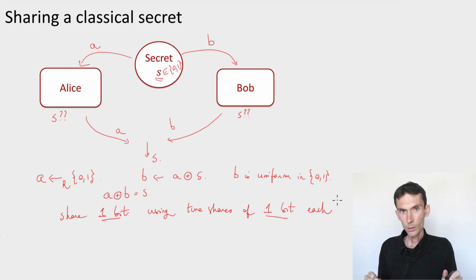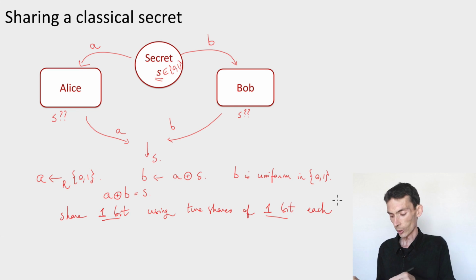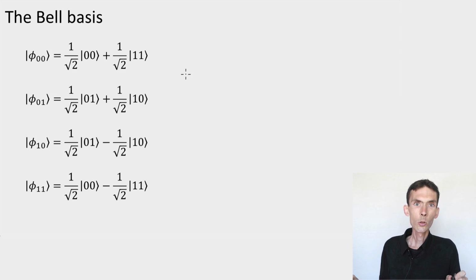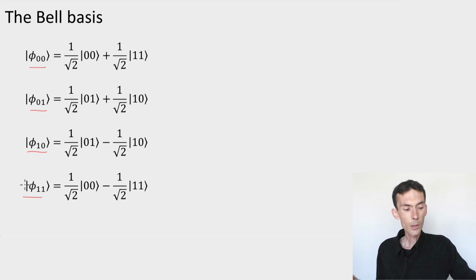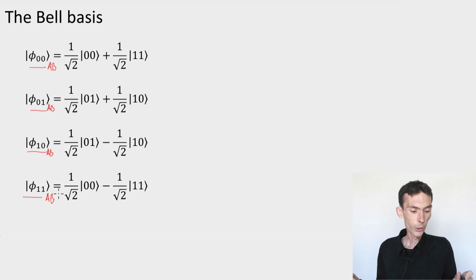So first, I want to introduce you to a special basis of bipartite entangled states that's going to be useful for our scheme. This basis is called the Bell basis. It's made of 4 states. These are 4 2-qubit states. I want to think of them as bipartite states shared between 2 systems, A and B. We could call them Alice and Bob. And this family of states has 2 important properties.